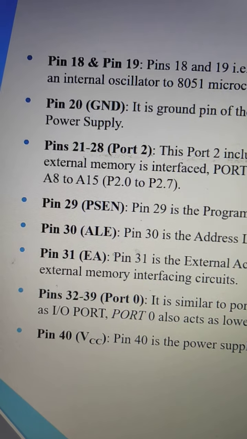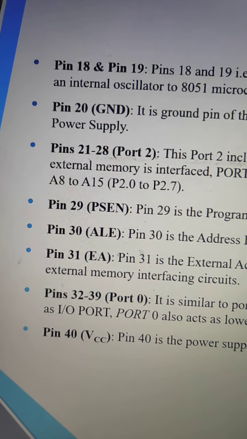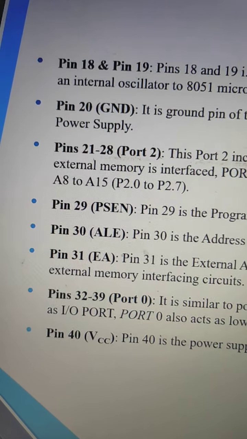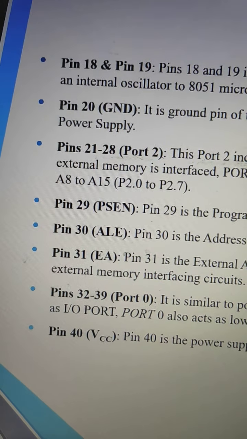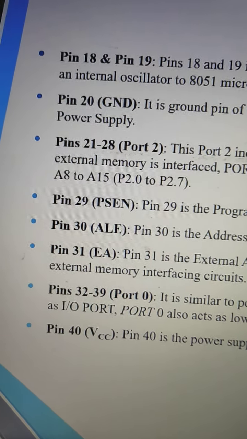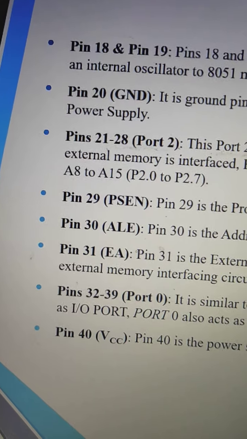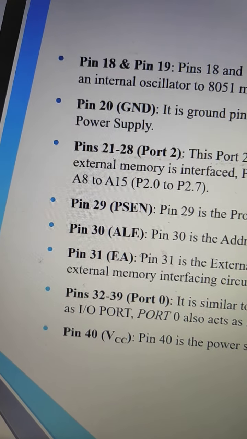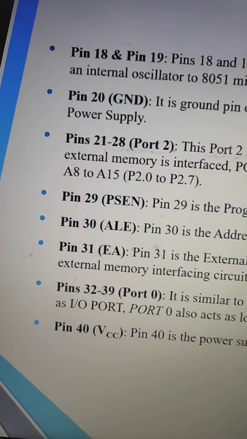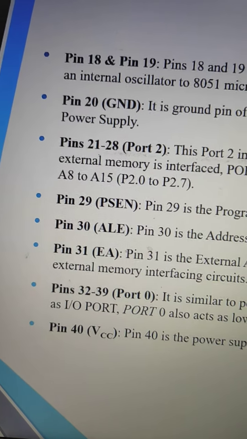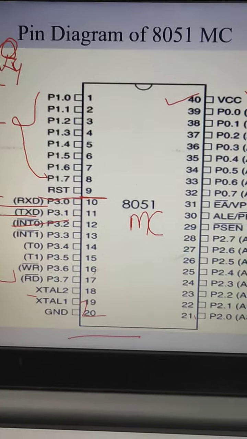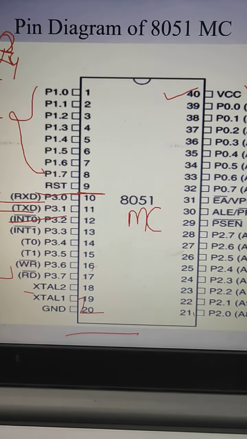And the last one, that is EA, is nothing but external access. This pin allows the external program memory. It is used to enable or disable when you have external memory interfacing circuits. And this is the small explanation about the pin diagram of the 8051 microcontroller.